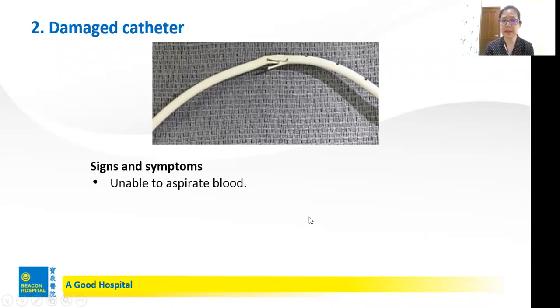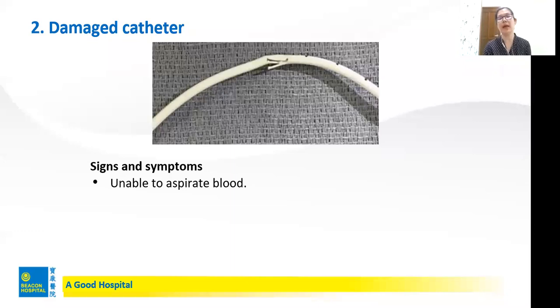One of the symptoms is being unable to aspirate blood. Okay, because it is just like when you want to drink from a straw where the straw has a crack. When you suck from a cracked or damaged straw, you will realize you keep on sucking air, but you're unable to suck out the drink, right? So this is similar. If your catheter is cracked, you are unable to aspirate blood from the tip of the catheter in your central vein. You are unable to aspirate out blood.